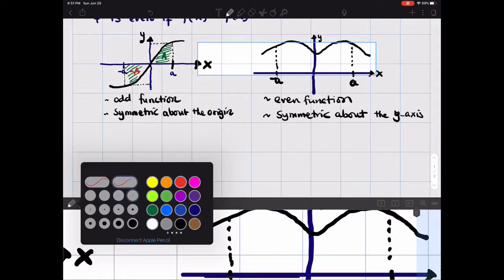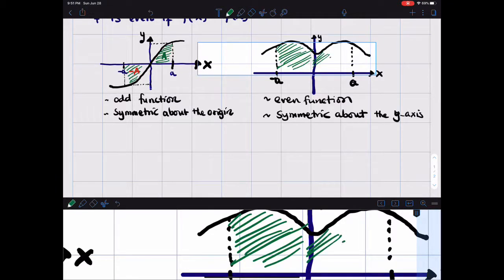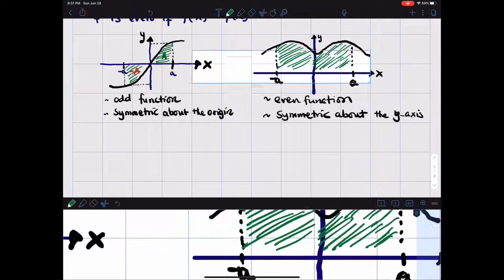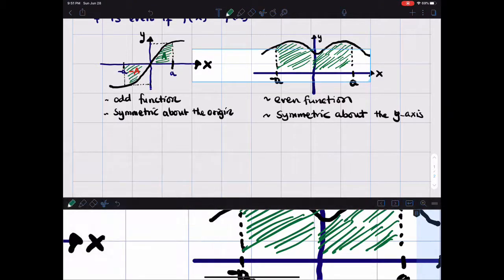However, if you are dealing with the area under a curve, which is the definite integral, for an even function from negative a to a, if this area is a, this area is definitely going to be a. So if you can compute the integral from 0 to a, then you can compute the integral from negative a to a easily by just multiplying the integral from 0 to a by 2.